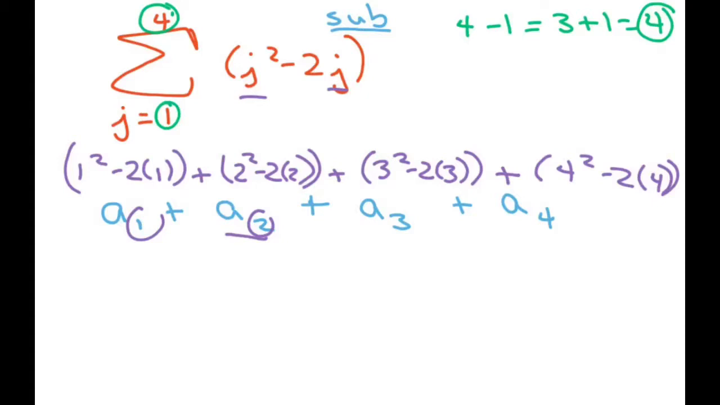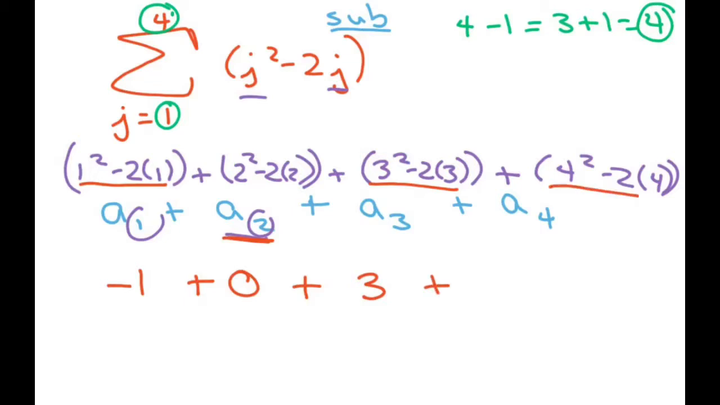Now, all we need to do is simplify this. So 1 squared minus 2 is going to be negative 1. And for this one, 4 minus 4 is 0. And then for this one, we have 9 minus 6 is 3. And for this one, 16 minus 8 is 8. And when you add all that up, sum it up, you get 10.